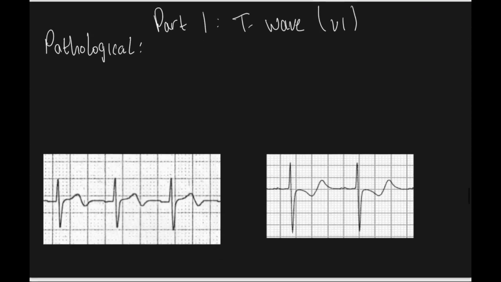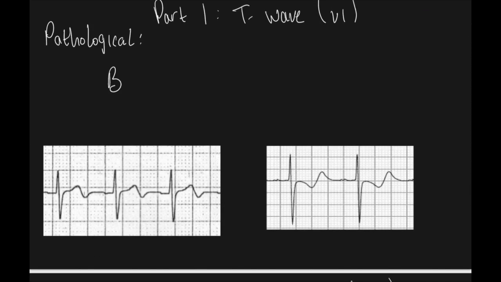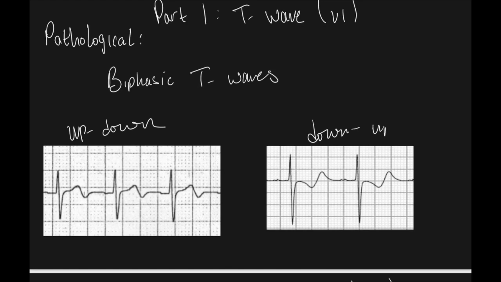Another pathological T wave finding is biphasic T waves. We'll see that these come in two varieties, the up-down and the down-up. So we see we go up, then down, and down, then up. Biphasic T waves are something that is pathological.